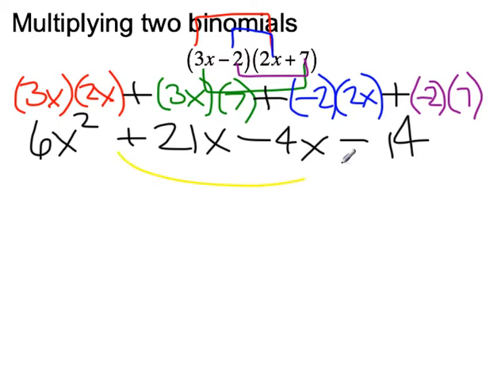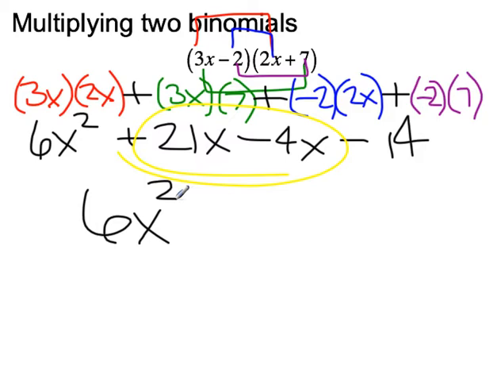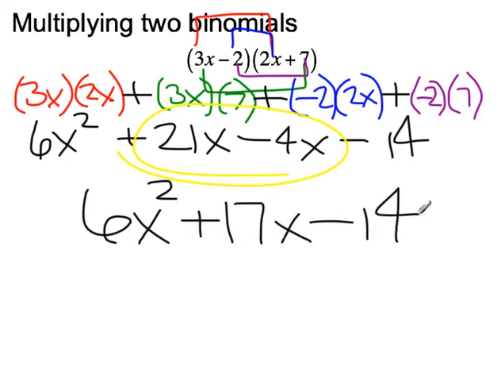Now the last thing that we want to do is combine these like terms in the middle. So we have 6x squared, plus 21 minus 4. So that's going to give us plus 17 times x, minus 14. And so this shows us the FOIL method for multiplication of binomials.